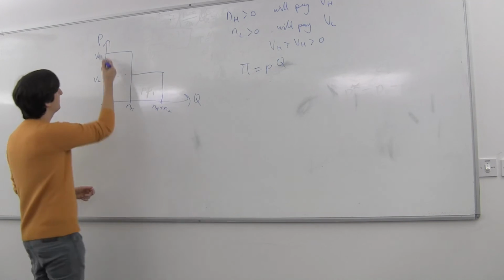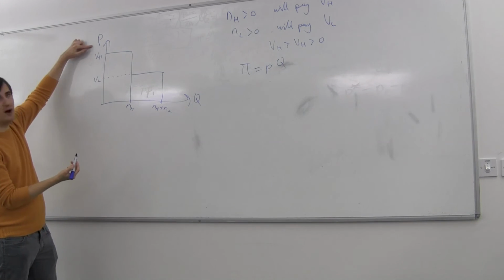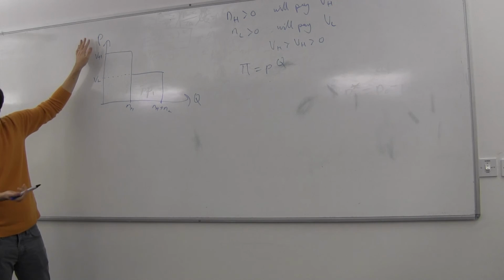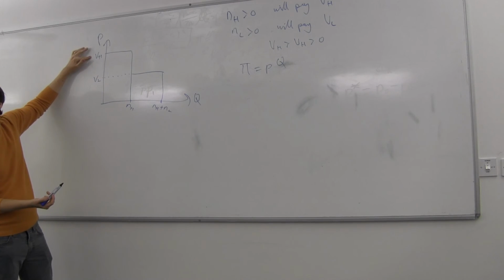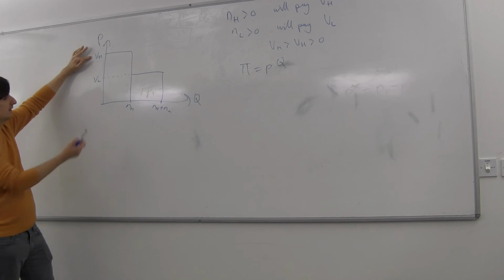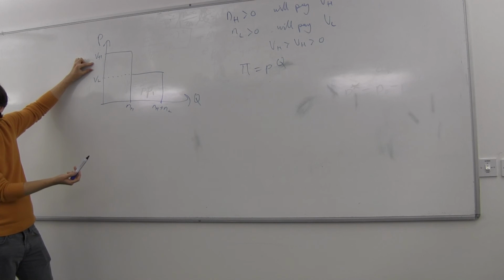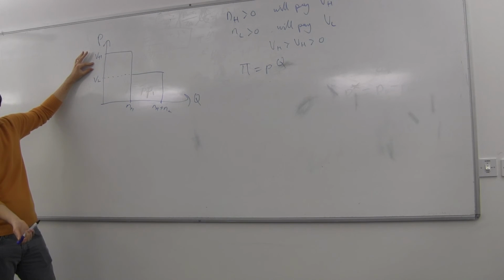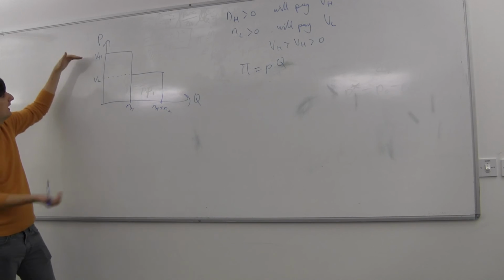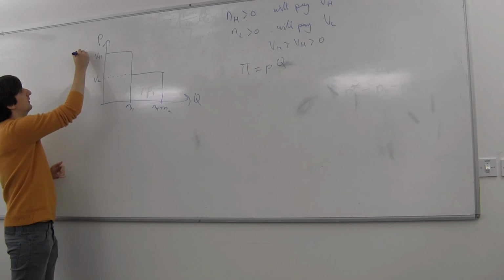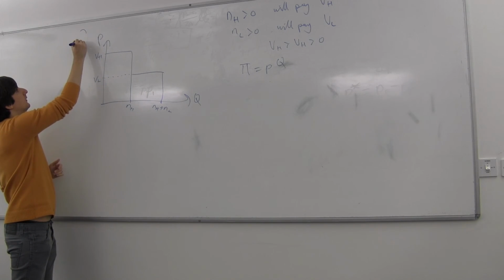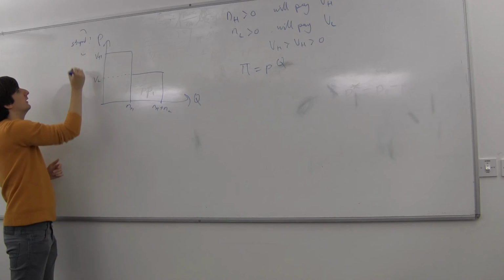The monopolist has lots of options about what price they set. If they set a price higher than VH, that's a bit stupid. No one's going to buy your product. If you set a price exactly at VH, then all of the high-type consumers are going to buy the product. If you set a price in between, still only the high-type consumers are going to buy your product, but you're making less money because you've set a lower price. So there's no point ever setting a price in this interval. Setting a price here is stupid.